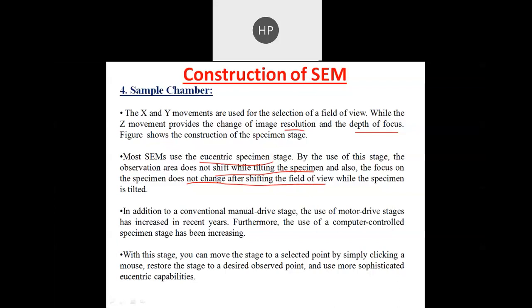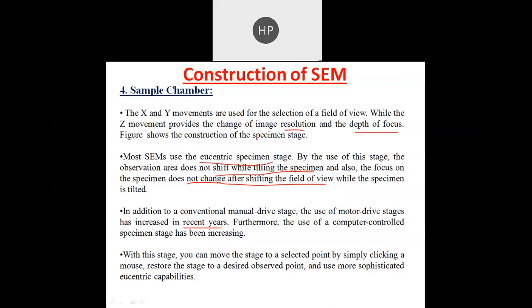And in addition to a conventional manual drive stage, the use of motor drive stage has increased in recent years, because for smooth and small changes in the motion, the motor drive is very suitable, while with the manual drive, it requires certain effort to locate the specimen in the exact position.